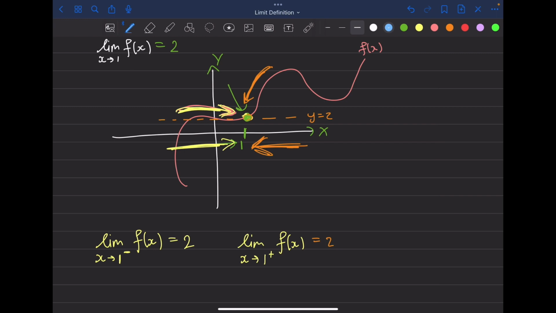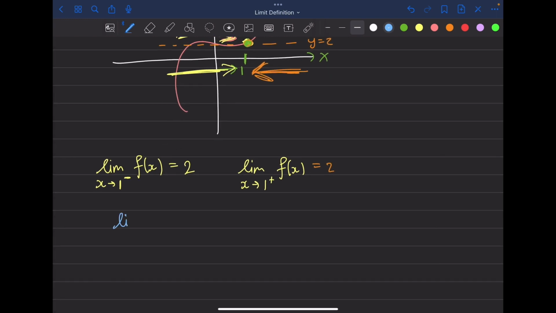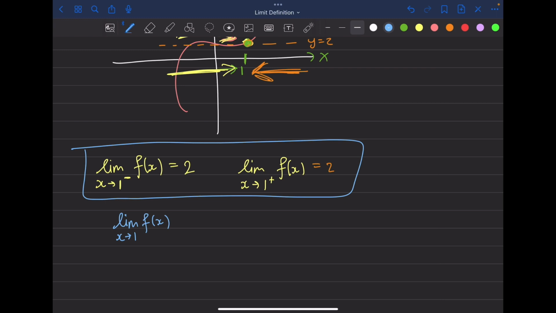And for the limit of a function to exist, let's say I want to find the limit as x goes to 1 of f of x, both of these have to be the same number. Since they are both 2, the answer is equal to 2.